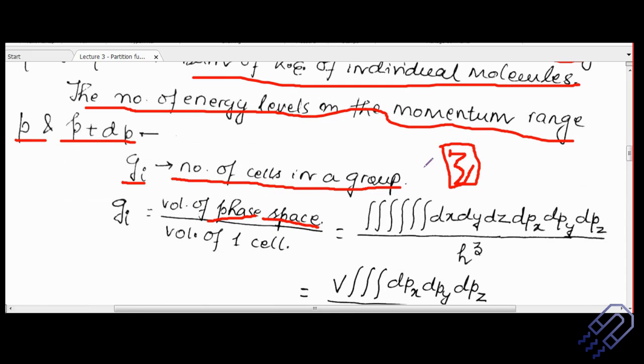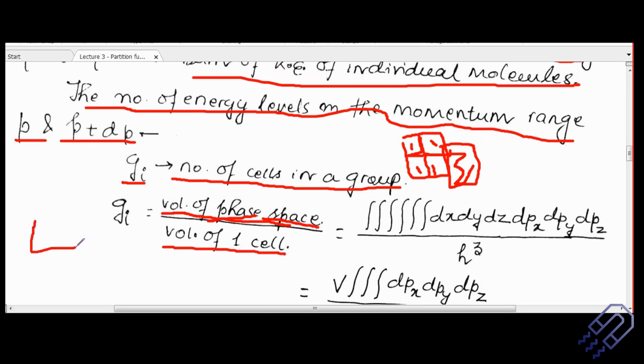So let's say you have a box, okay, and you are dividing it into groups, and within this group, how many cells are there? So these are the groups here, and within these groups how many cells are there? And how exactly do you find that out? This is actually simple maths. You have to know the volume of the phase space. So you have to find the volume of that particular group, divided by the volume of one cell. Okay, understand this.